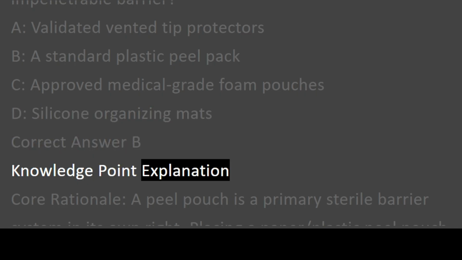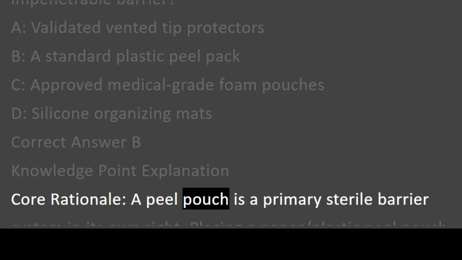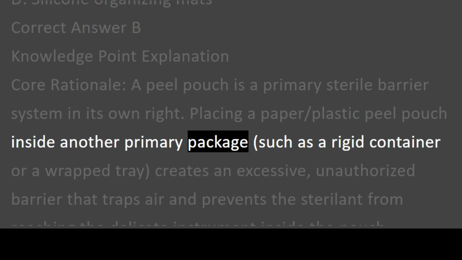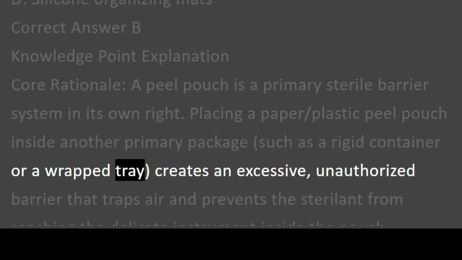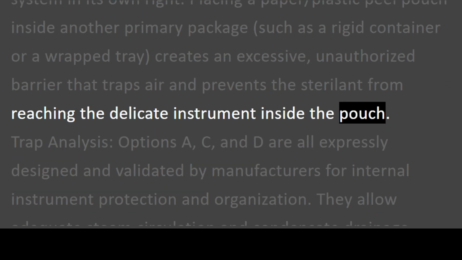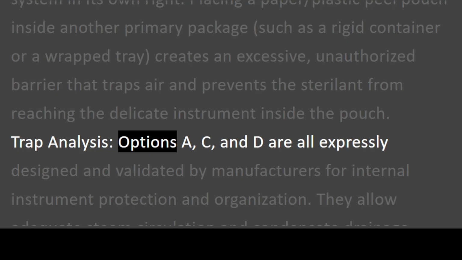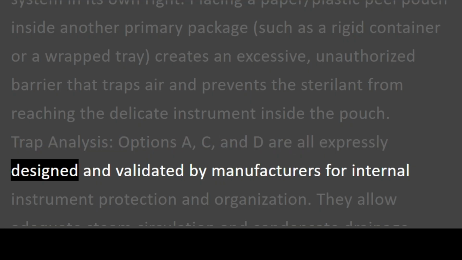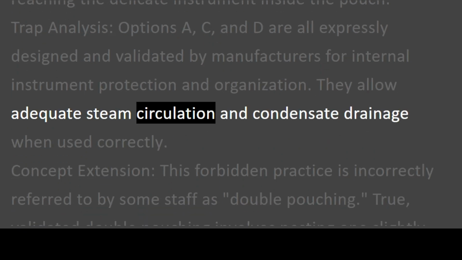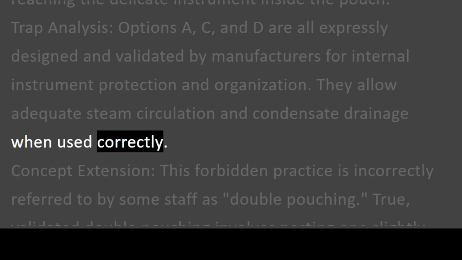Knowledge point explanation. Core rationale. A peel pouch is a primary sterile barrier system in its own right. Placing a paper/plastic peel pouch inside another primary package, such as a rigid container or a wrapped tray, creates an excessive, unauthorized barrier that traps air and prevents the sterilant from reaching the delicate instrument inside the pouch. Trap analysis. Options A, C, and D are all expressly designed and validated by manufacturers for internal instrument protection and organization. They allow adequate steam circulation and condensate drainage when used correctly.